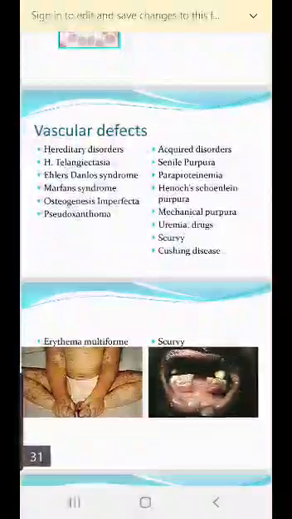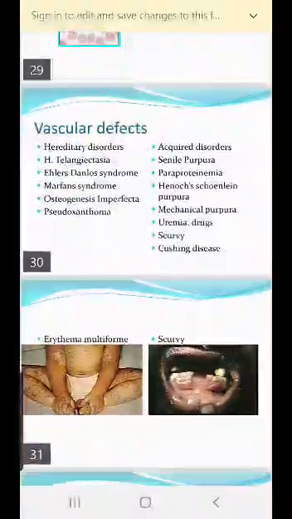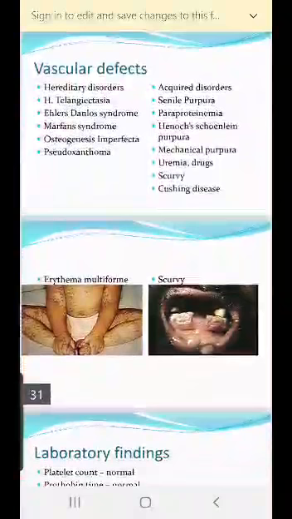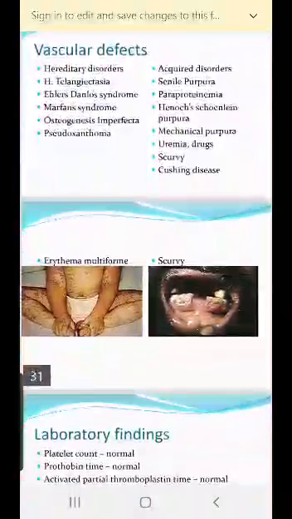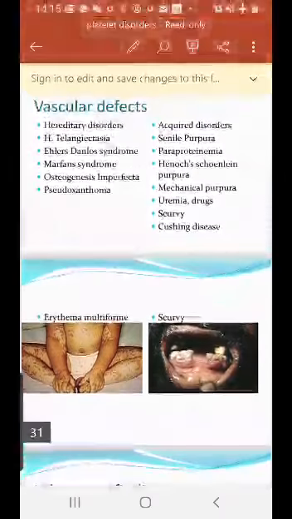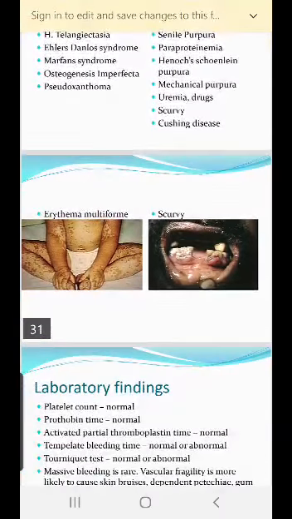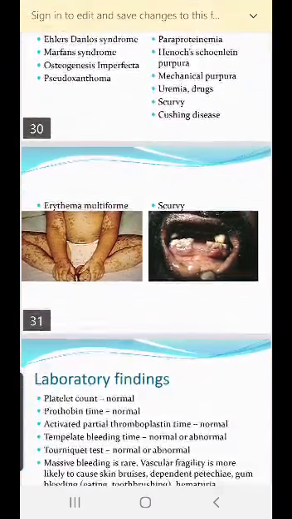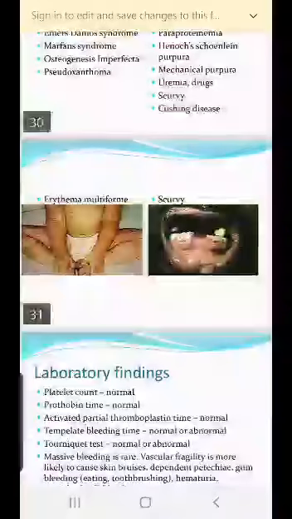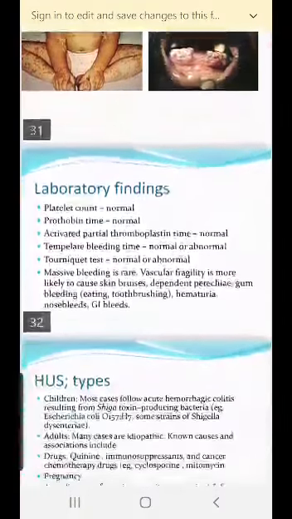So what happens in these vascular defects? There is an inadequate collagen formation. Because of that, the platelets are not able to adhere and not able to perform their normal function. As a result, there will be bleeding. In the lower picture, this is erythema multiforme. Again, you can see multiple petechiae and ecchymosis in these conditions. And on the right side, you can see vitamin C deficiency, which has caused this bleeding and swelling of the gums.